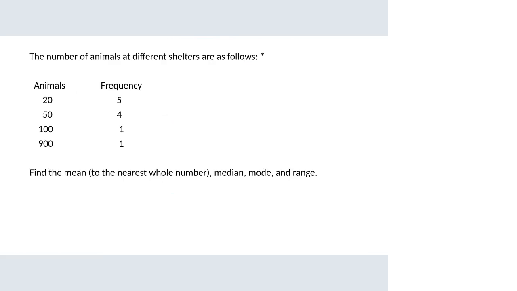All right, let's practice. What I want you to do is use this frequency table that shows the number of animals at different shelters. So we have the number of animals and we have their frequency. I want you to find the mean to the nearest whole number, the median, the mode, and range for the data in that frequency table. I'll set up a poll for this, and like before, the poll will just be mean and median, but I do want you to find the mode and range also so that we can talk about those two. Okay, I'll set up the poll for it.